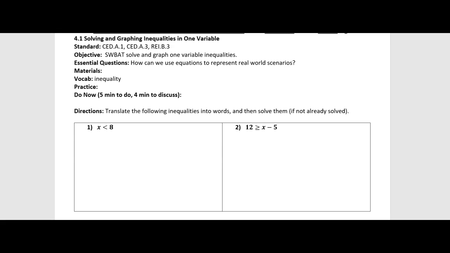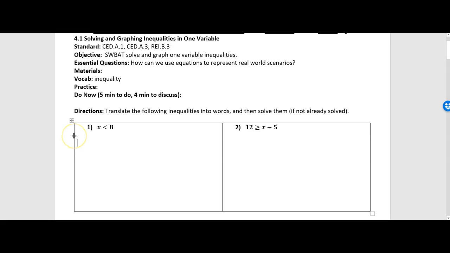To get us warmed up, you have two inequalities below. We have number 1 and number 2. First thing you're going to do is translate them into words. So can you rewrite these in words rather than numbers, symbols, and letters? Then, if they're not already solved, go ahead and solve them for me. So take a couple minutes, pause the video, then come back and see how you did.